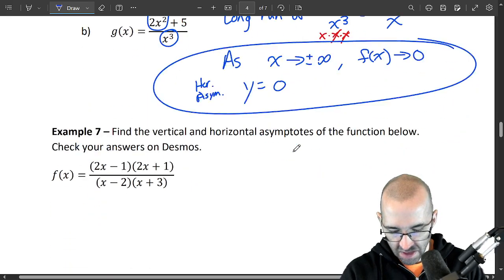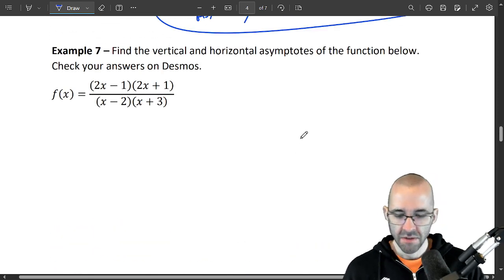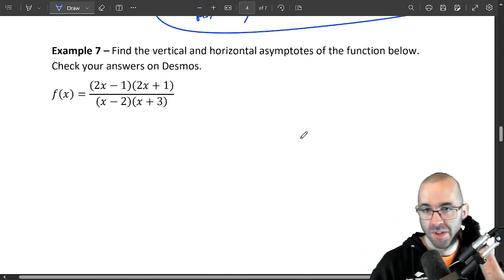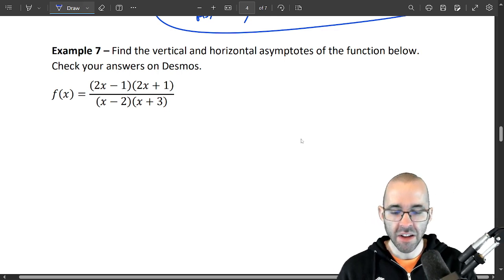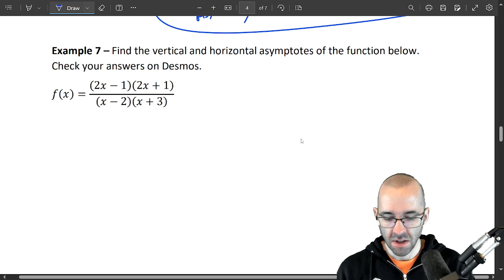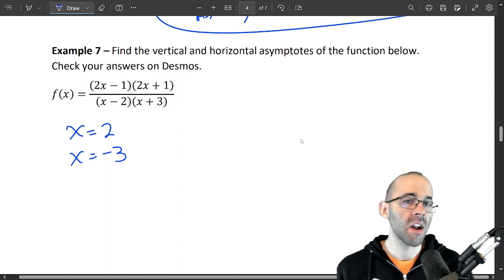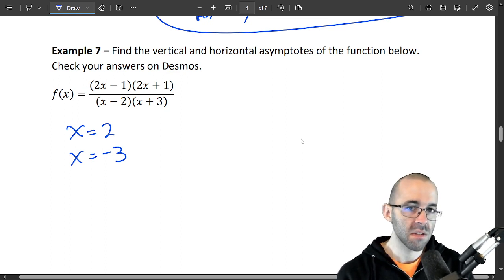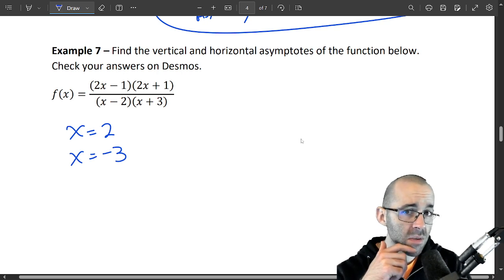Nice. Let's do one last example. Find the vertical and horizontal asymptote. So let's really put it all together. Okay, to find the vertical asymptotes, we look at when is the denominator equal to 0. The denominator equals 0 at these two places. Now, are these both asymptotes or are they holes?